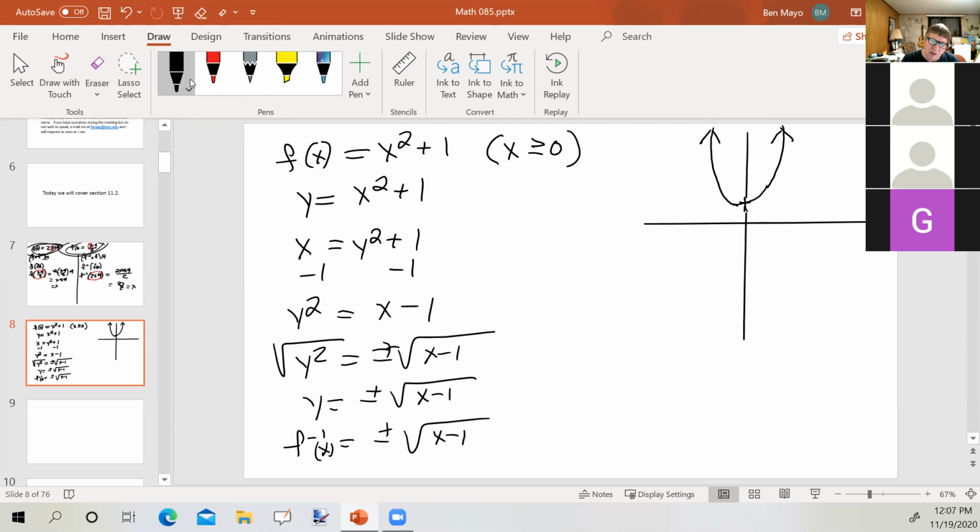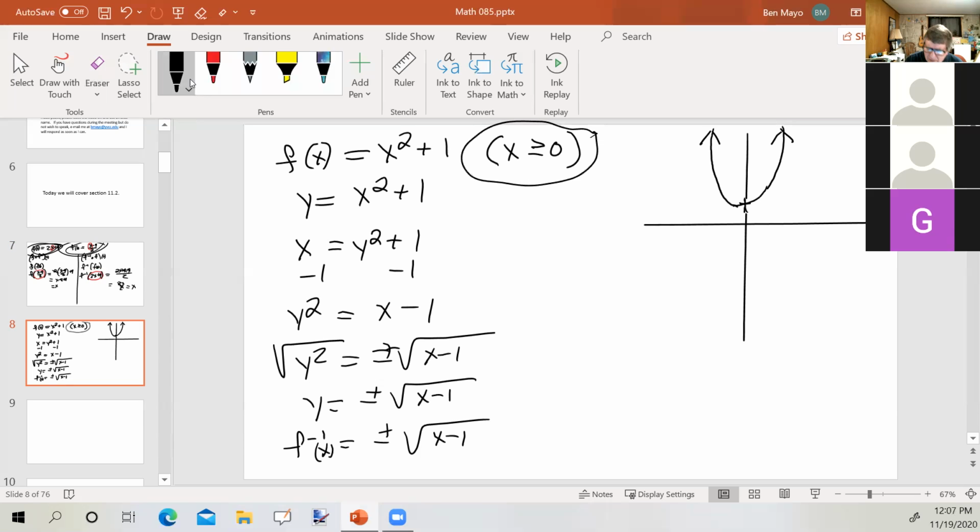Right. But you know what? I've completely and on purpose ignored this. That is a restriction imposed on f of x, which will turn it into a one-to-one function. That says that x has to be greater than or equal to 0.